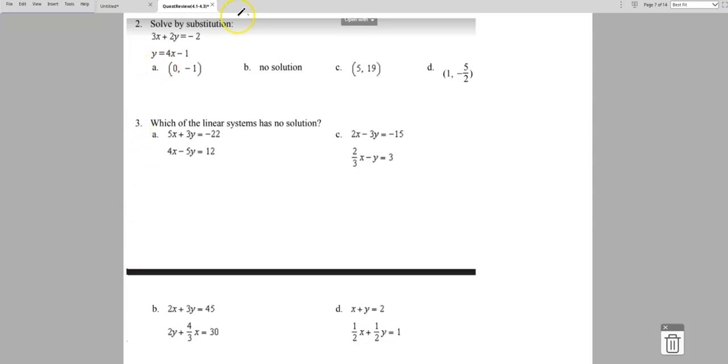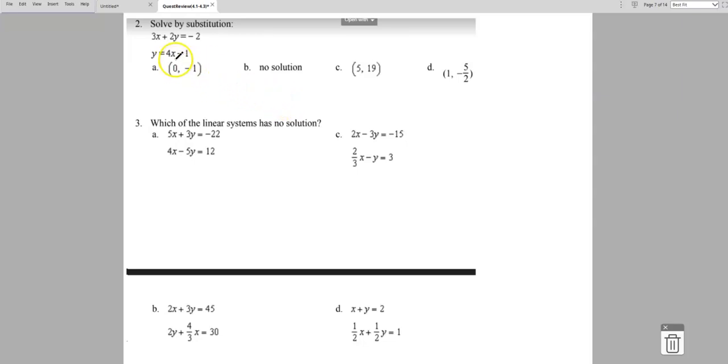All right, number 2, it says solve by substitution. Again, this is multiple choice. What you could do is you could solve by substitution and then choose the right answer. Or you could just plug in A and see if it's the right answer. Plug in C. There's no way to plug in B. Plug in C and see if it's the right answer. Plug in D and see if it's the right answer.